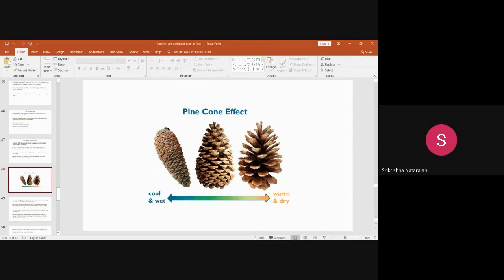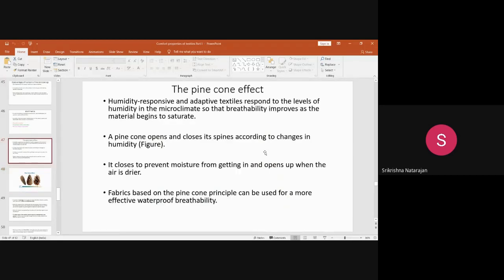But when the climate changes from cool to hot, it will start opening so that it can release the heat. And when the climate is very hot, it will completely open its structure, so that most of the heat is passed outside, and it will remain cool. So the pine cone behaves like a human body.